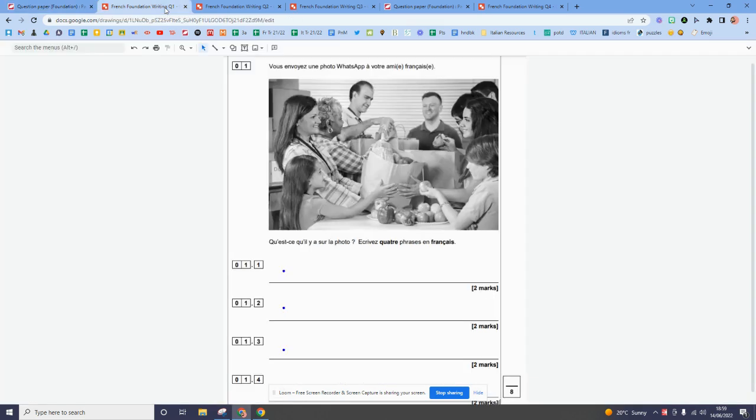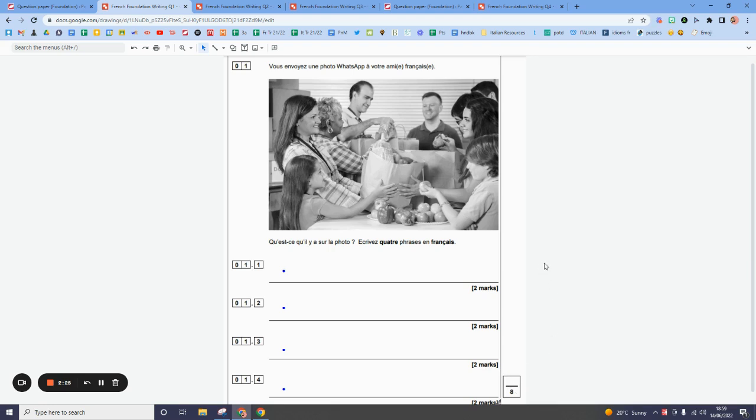Let's start with question 1. So, in this paper booklet, which I've snipped so that I can put text boxes, etc. all over the place, we have question 1. Your question 1 will always be like this one. You will always have a photograph, and you will have to answer the question, Qu'est-ce qu'il y a sur la photo? Écrivez 4 phrases en français. What's in the picture? Write 4 sentences in French. Let's take a look at how many marks that is. 2 marks per sentence, 8 marks for question 1.